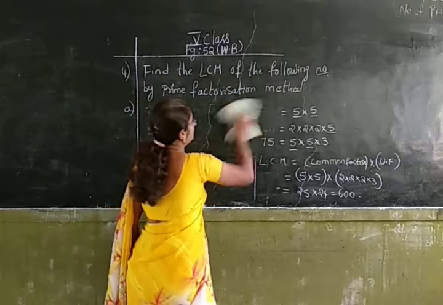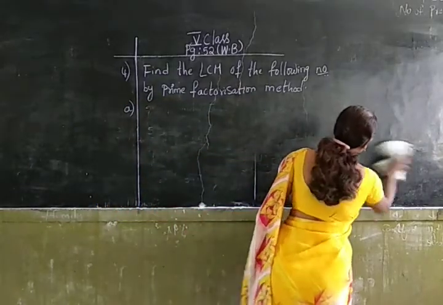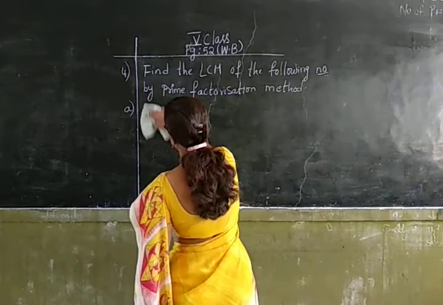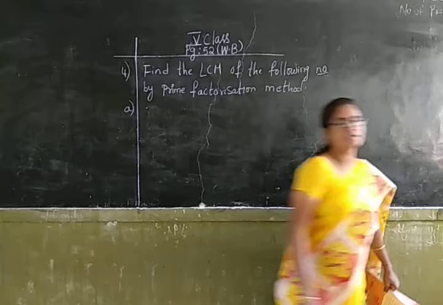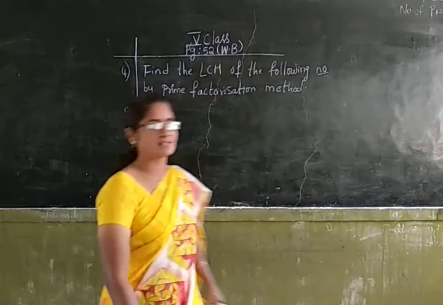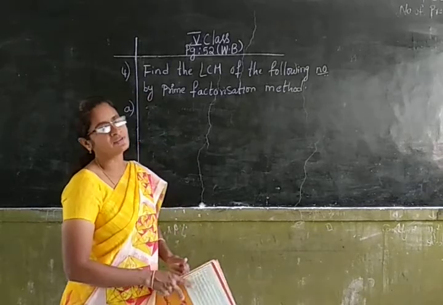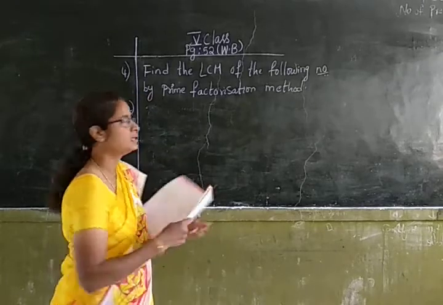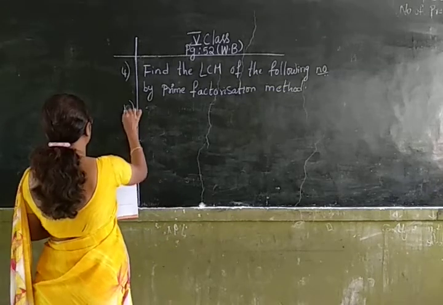Okay, let us do the B sum. So first we have to prime factorize. After prime factorization, we have to find out the common factors and uncommon factors, and then we have to multiply them to find out the LCM.